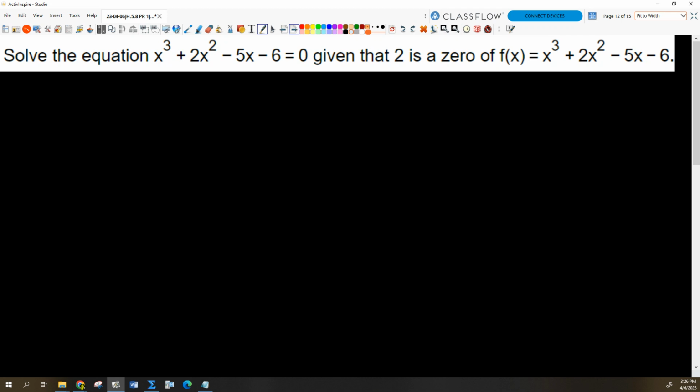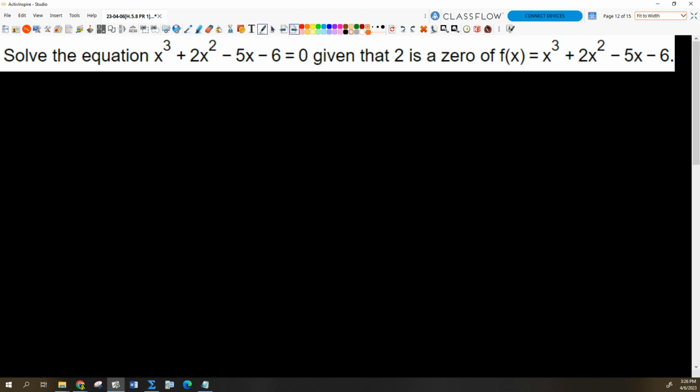Is this going to work? Thumbs up or down for grouping? Thumbs down. Yeah, look, it's not going to work because the ratio of the first two terms is not equal to the ratio of the second two terms, is it? You can just look at the coefficients. 1 over 2 is obviously different than negative 5 over negative 6.